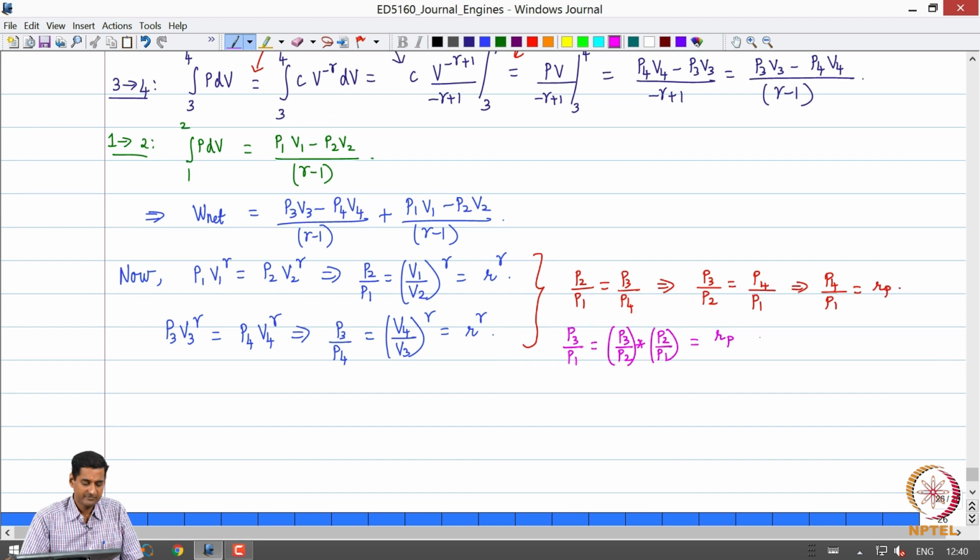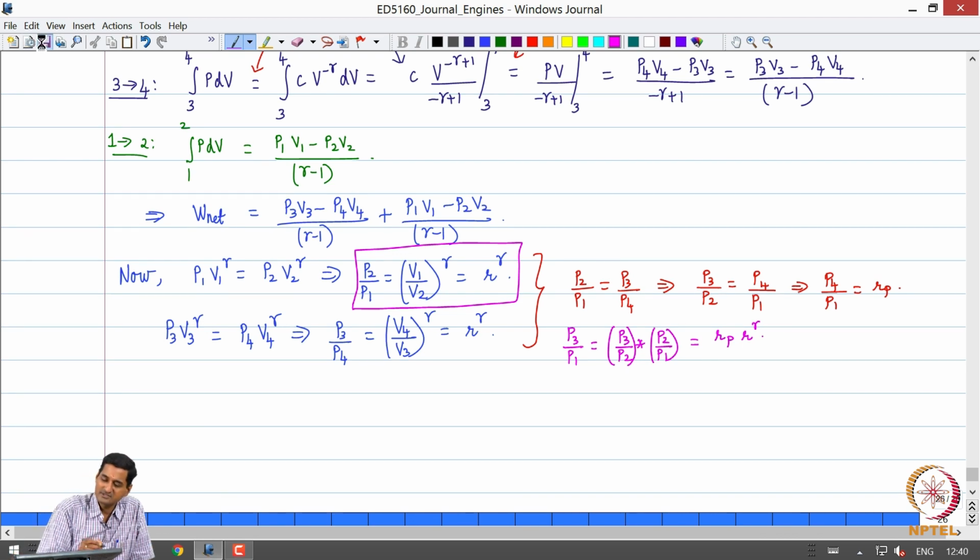Rp, right? What is P2 by P1? R power gamma, right, from here. So, we are going to utilize all these equations. Okay. So, now what we are going to do is the following. We are going to simplify this expression.